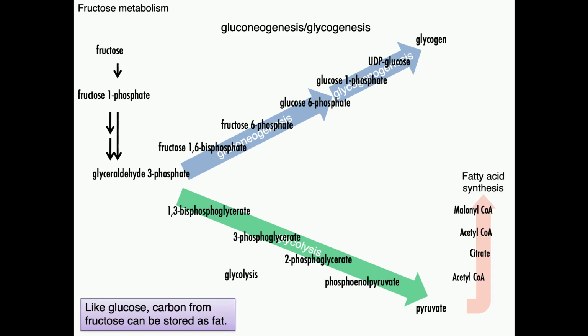And as another storage pathway, we can take that pyruvate and convert it into citrate and then use that as a substrate for fatty acid synthesis. Okay, so for this part, don't worry about all the different intermediates there. Just recognize that in conditions of carbohydrate excess, pyruvate can be converted into fatty acids.